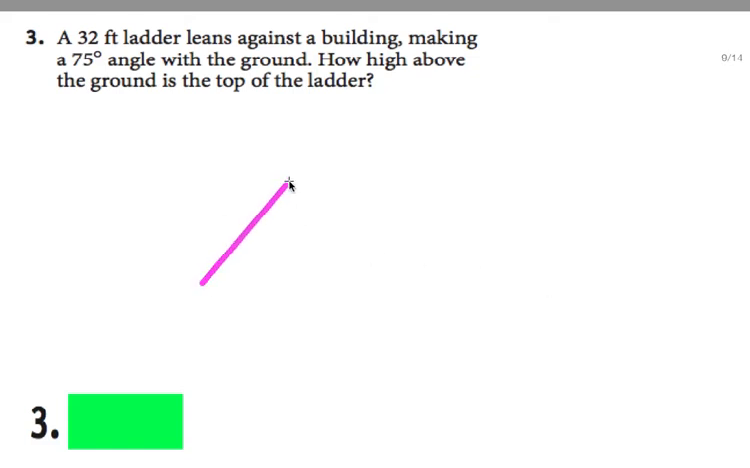And we'll make them, yeah. So I have a ladder. It's leaning up against a building. I have no idea how long, let's see. So there's my ladder. And I know that the ladder is 32 feet long. That's 32 feet there. It's leaning against the building. This is my building here, and it's making a 75-degree angle with the ground. So that means that from here to the ground is 75 degrees.